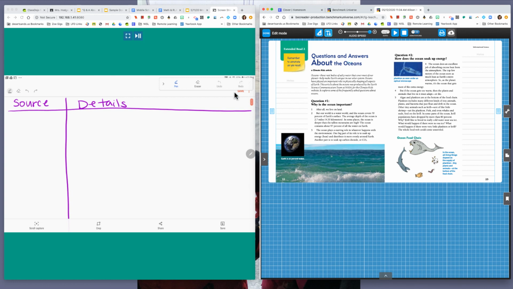All right, so I've got all my stuff. When you are getting ready to do this too, you're going to want to make sure you have everything ready, your text open digitally, and then your notes in whatever format you're planning to do.